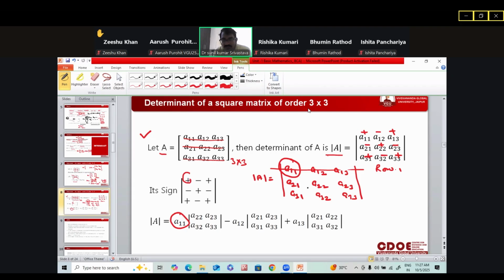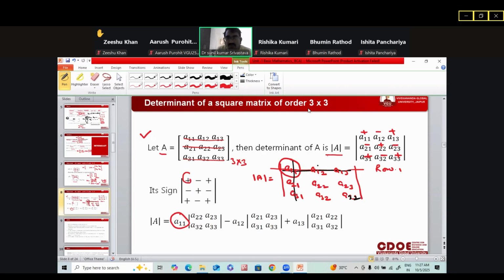We have to delete, or ignore, the row and column in which this element lies. A11 lies in the first row and the first column. The remaining elements are A22, A23, A32 and A33. These are the elements we have to put here: A22, A23, A32 and A33.